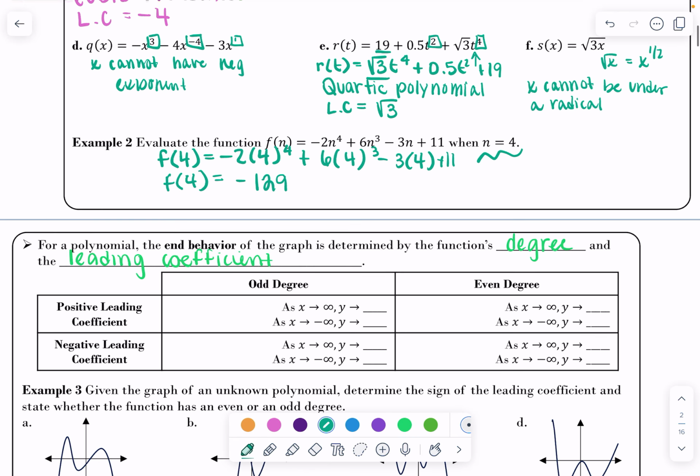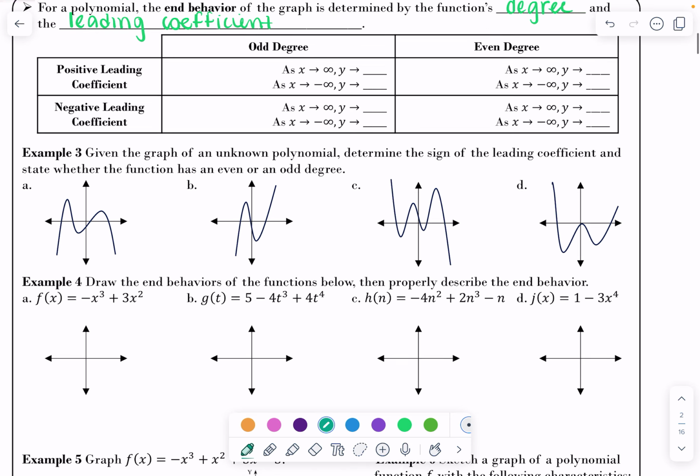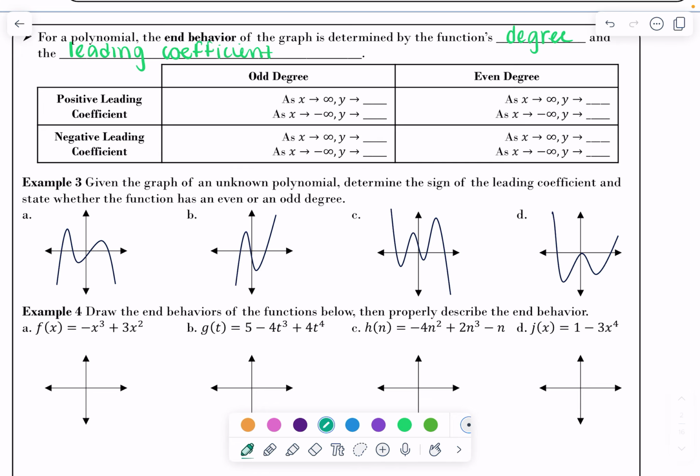Okay, let's move on to the second page of notes. For a polynomial, the end behavior of the graph is determined by the function's degree and the leading coefficient. So we're going to be sketching graphs based on their end behavior, depending on if they have an even or odd degree and their leading coefficient. This table is going to be a great reference sheet for y'all. You do need to be able to memorize these, okay? When you visually see something, you need to know the end behavior. So flashcards are super helpful, and something to put on your flip chart would be awesome as well.